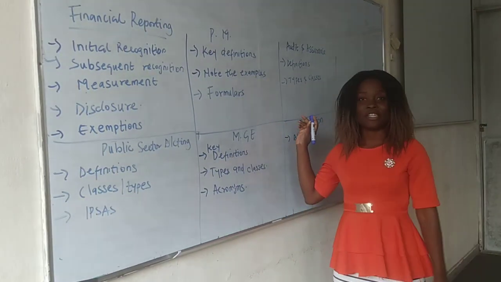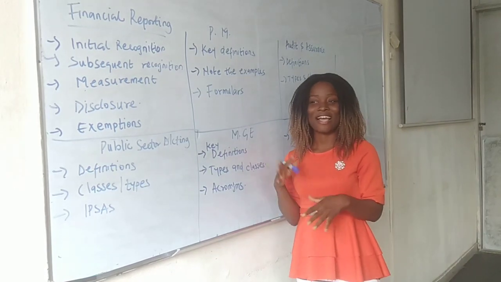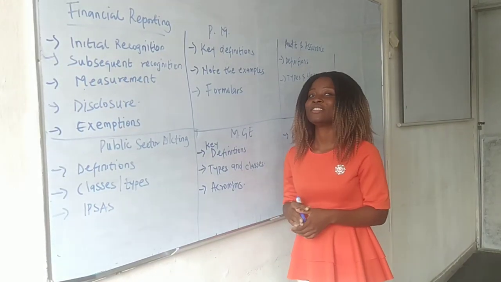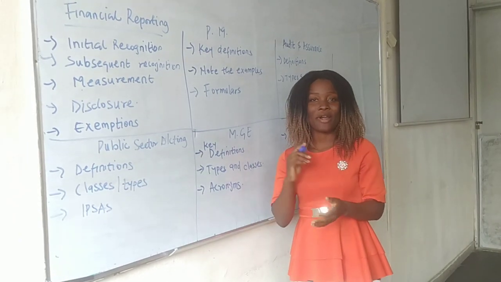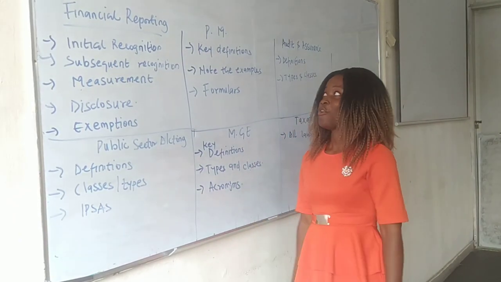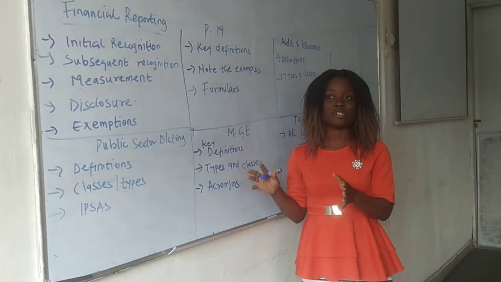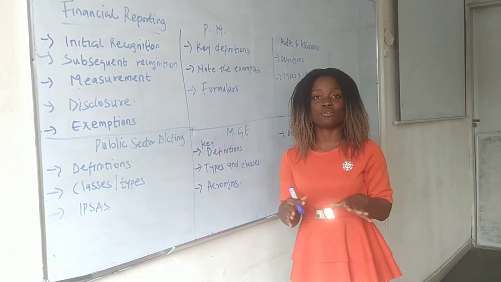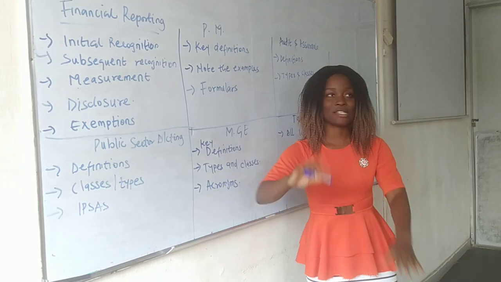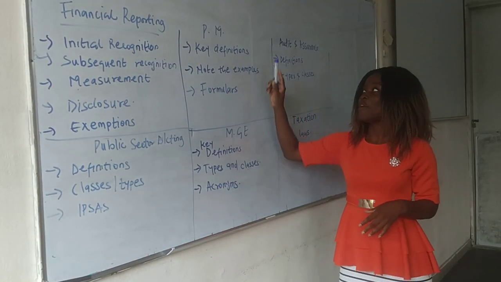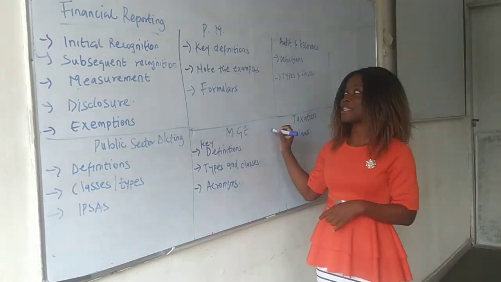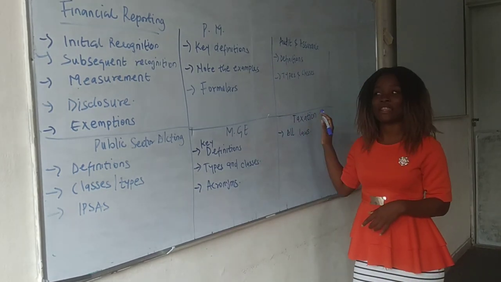This video is in response to Annie and Gideon's question on the precise method in summarizing your ICAN pack. So I'm going to use an example of the examinations for skills level. At skills level, we have financial reporting, public sector accounting, performance management, management governance and ethics, audit and assurance, and taxation.